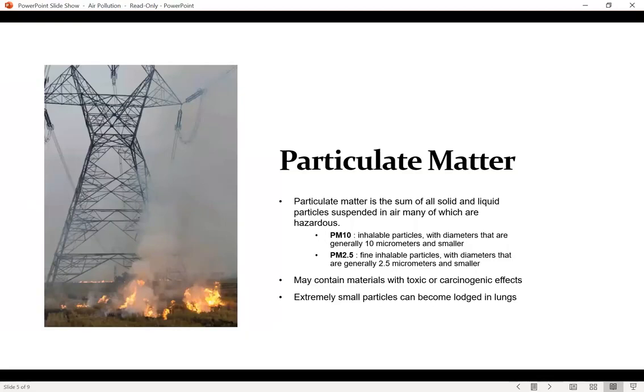I'm going to introduce to you particulate matter. Particulate matter is the sum of all solid and liquid particles suspended in air, many of which are hazardous. PM10 are inhalable particles with diameters that are generally 10 micrometers and smaller. PM2.5 are fine inhalable particles with diameters that are generally 2.5 micrometers and smaller. They may contain materials with toxic or carcinogenic effects. Extremely small particles can become lodged in lungs.